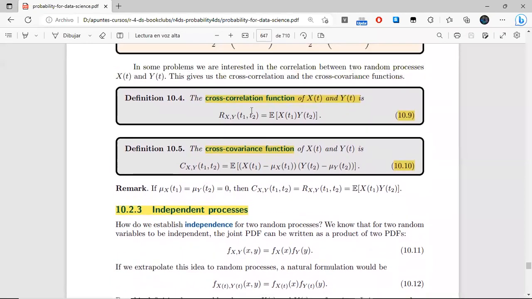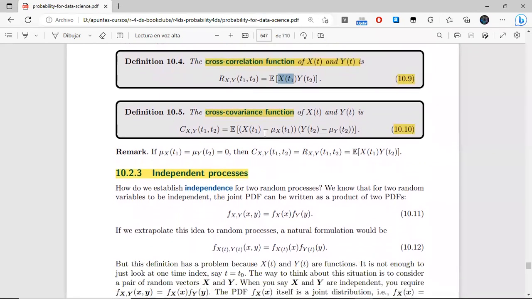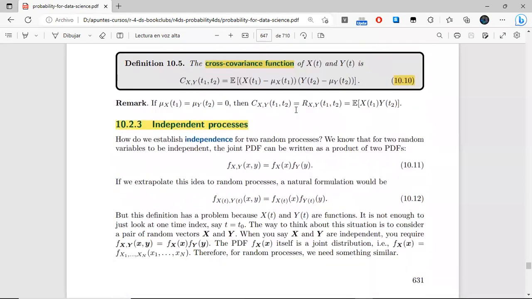Now we can also define the cross correlation between two different random processes. So now these times are being evaluated for different random processes. And similarly, a cross covariance.